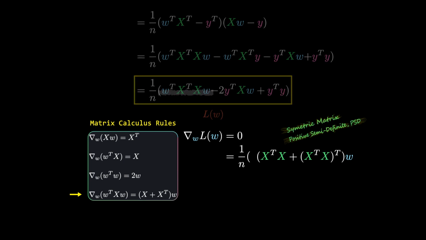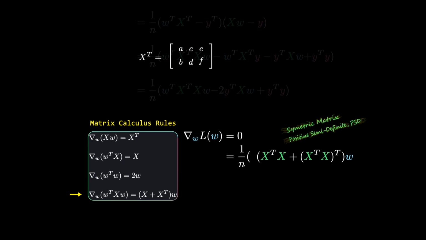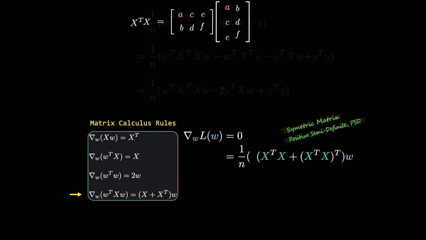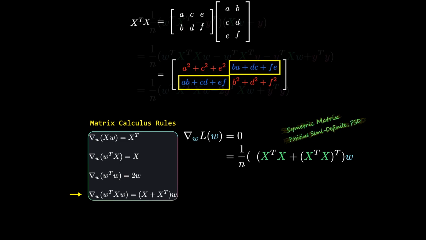Let's first see what symmetric means. If X is a 3 by 2 matrix, then X transpose X is a 2 by 3 times a 3 by 2 matrix. So the result is 2 by 2. And as you can see here, the blue parts are identical, so transposing it gives the same matrix. That's what we call a symmetric matrix.